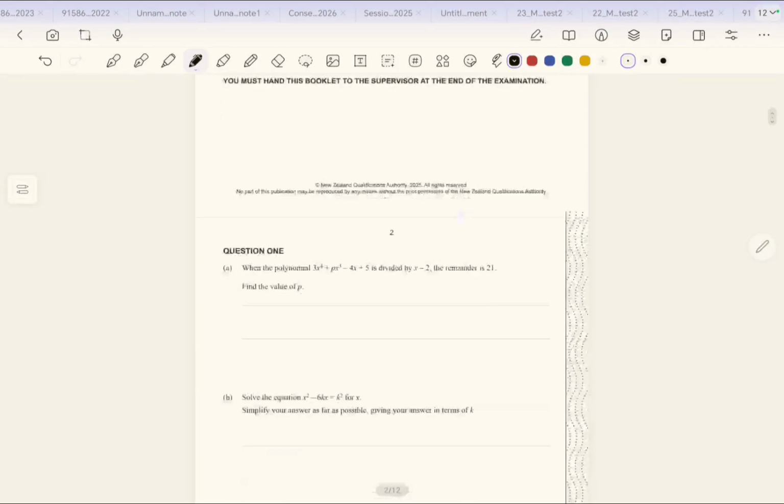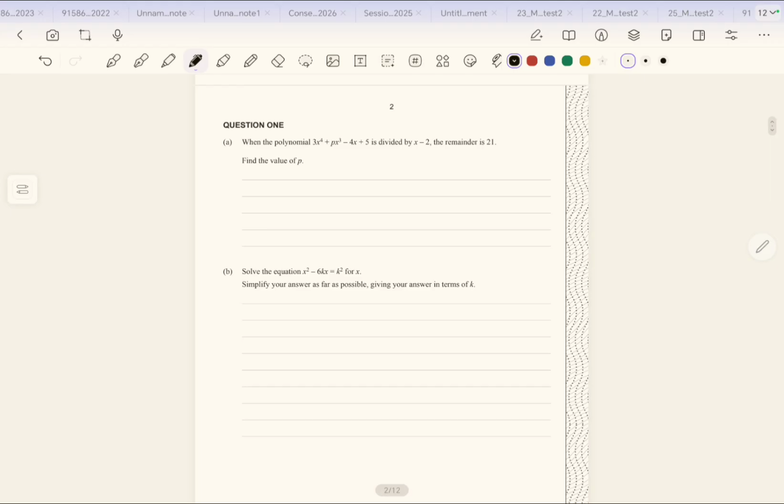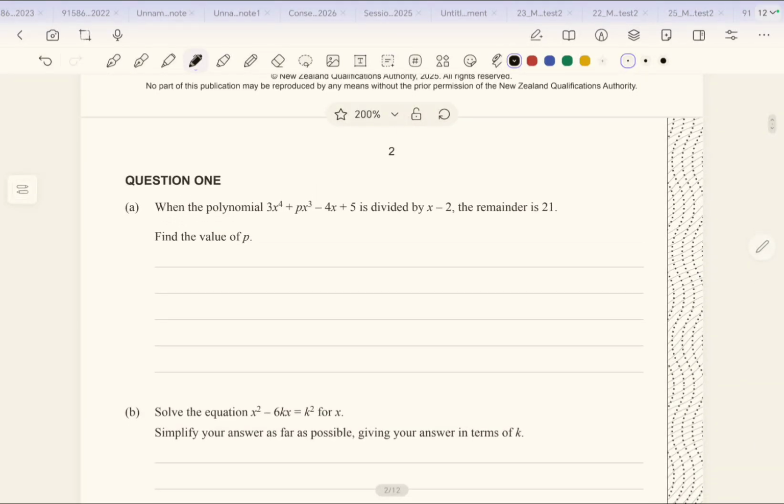For each question, there are 5 parts, A, B, C, D, E, and parts A and B are achieve level questions, C and D are merit level questions, and part E is an excellence level question. We'll get through that in another video. Let's get on to question 1a first.